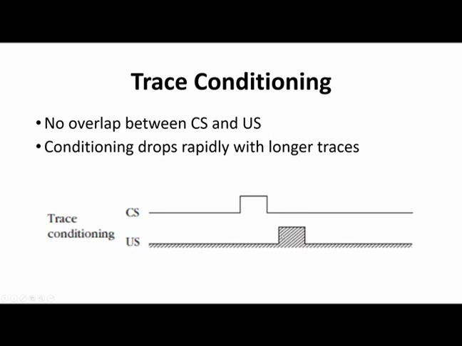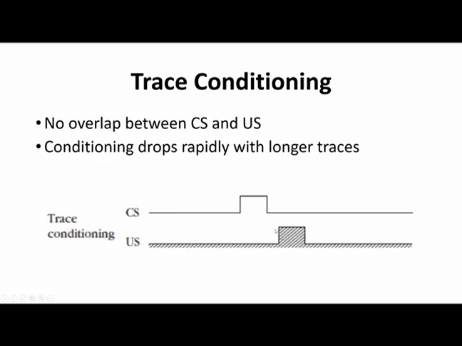For trace conditioning, it looks really similar, except that our conditioned stimulus is going to stop just before our unconditioned stimulus starts. So they don't overlap, and our conditioned stimulus happens first, then the unconditioned stimulus. And the longer the gap between these two, the less conditioning you're going to see, or the slower the learning is going to be. So in these cases, a longer ISI is going to be a bad thing.